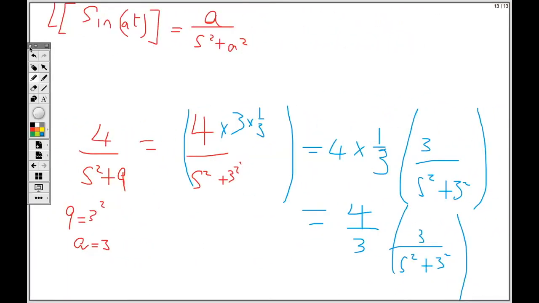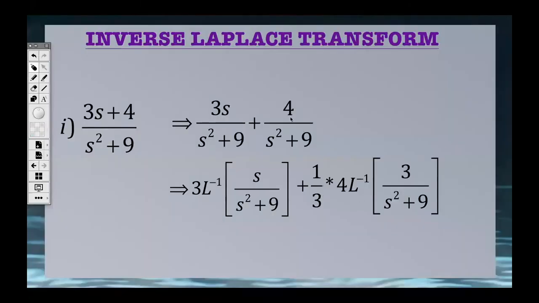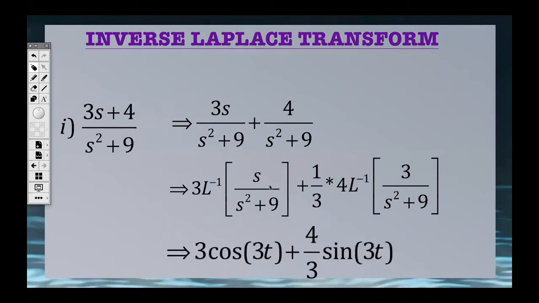So let's go back to my slide. That's what I have here, guys. The 4, we change it so that it becomes 3 times 1/3, that's still 1. So it's still having the 4 in the numerator. Now, when we find the inverse of s over s squared plus 9, we will be getting cos 3t because 9 is the same thing as 3 squared.